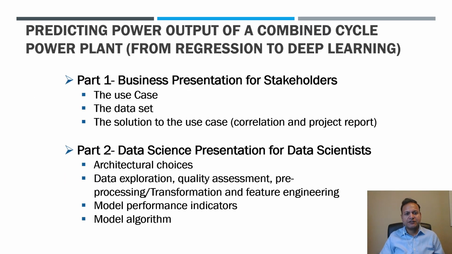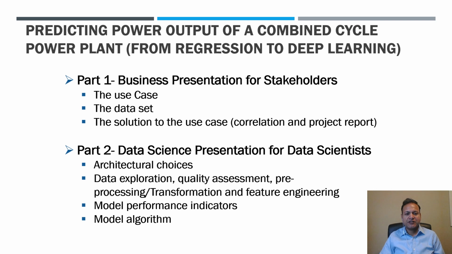This presentation consists of two parts. The first part is the business presentation for stakeholders. I will talk about the use case by giving you some business understanding, what's the business problem, and what data set I used to solve the business problem. And then I'll show you the solution that's proposed to solve the business problem, which is a correlation to predict power output of the combined cycle power plant, and then the report that I have generated for the whole project.